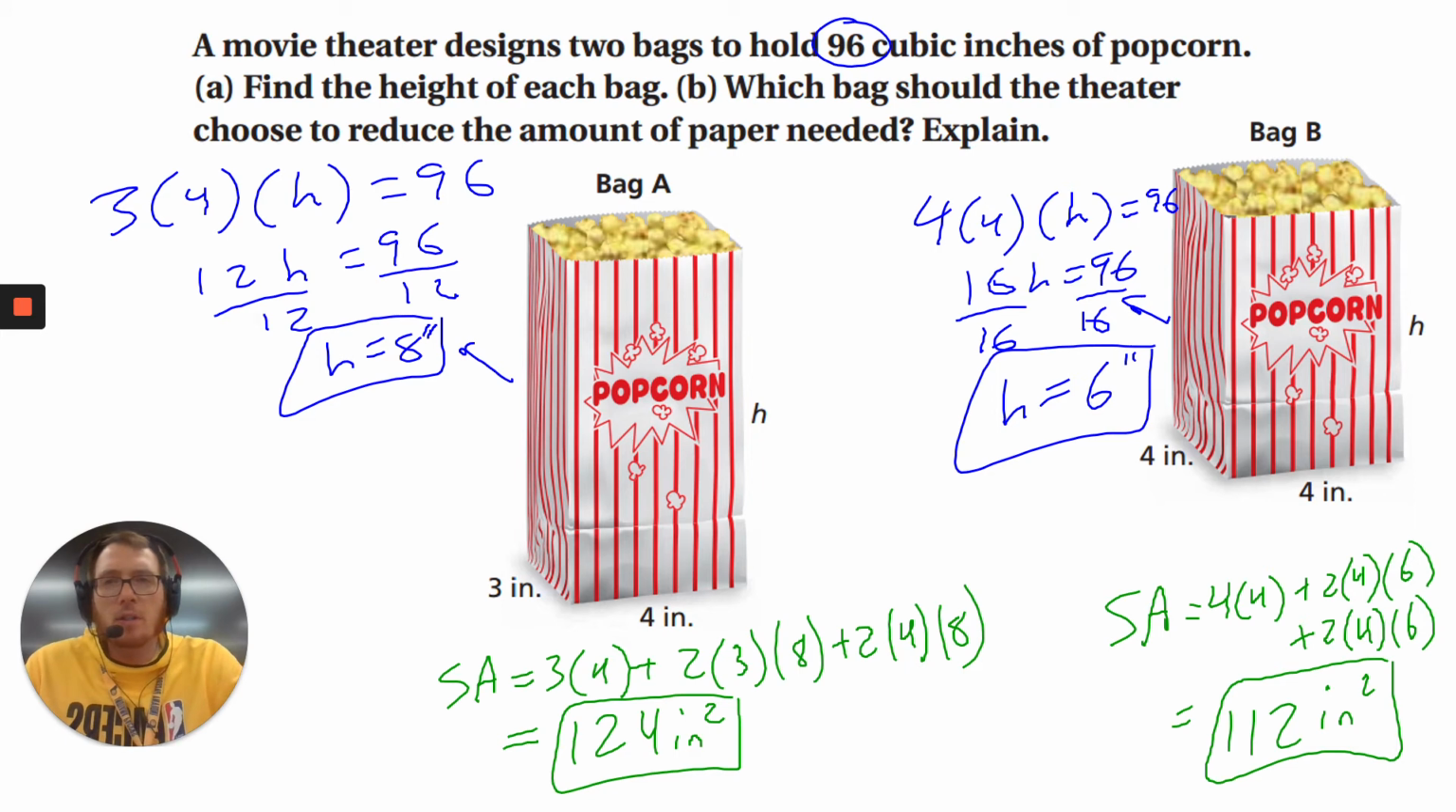The last question we're going to look at is dealing with a type of popcorn containers. So first it says find the height of each bag and which bag should you use to reduce the amount of paper. So this is the idea we have to start recognizing: what am I trying to find?